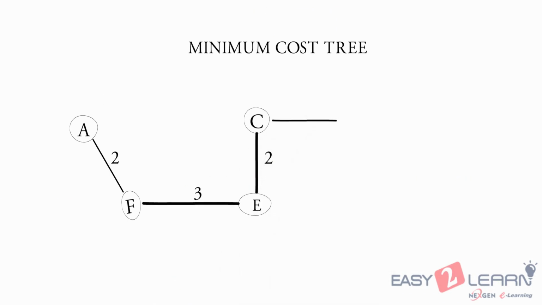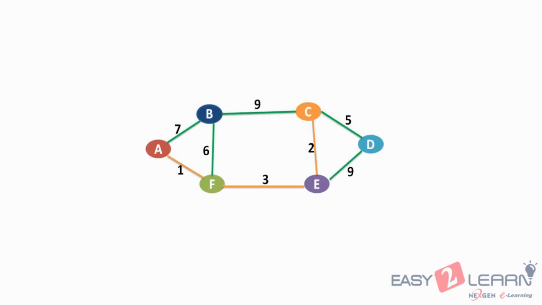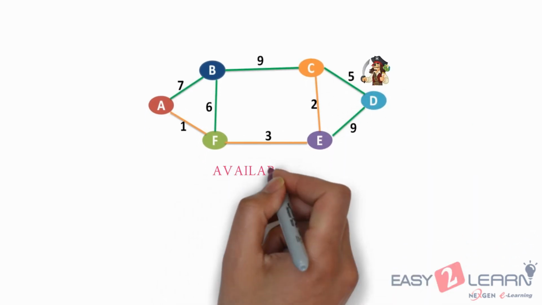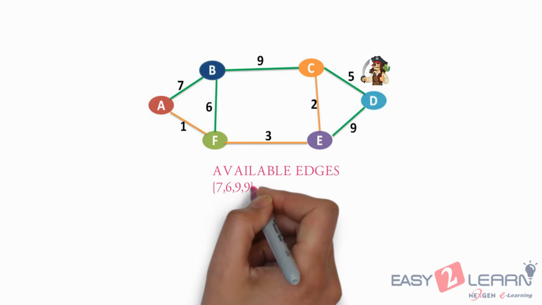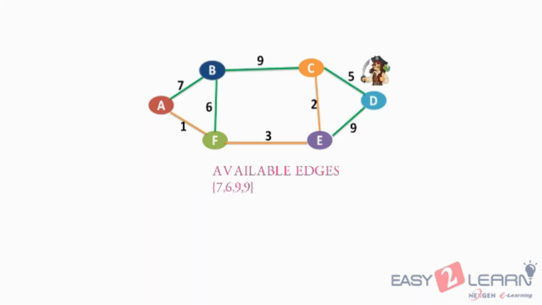But remember, we did not cover the other vertex. Did you identify this? Yes, it's B. According to the basic principle, we need to cover it.